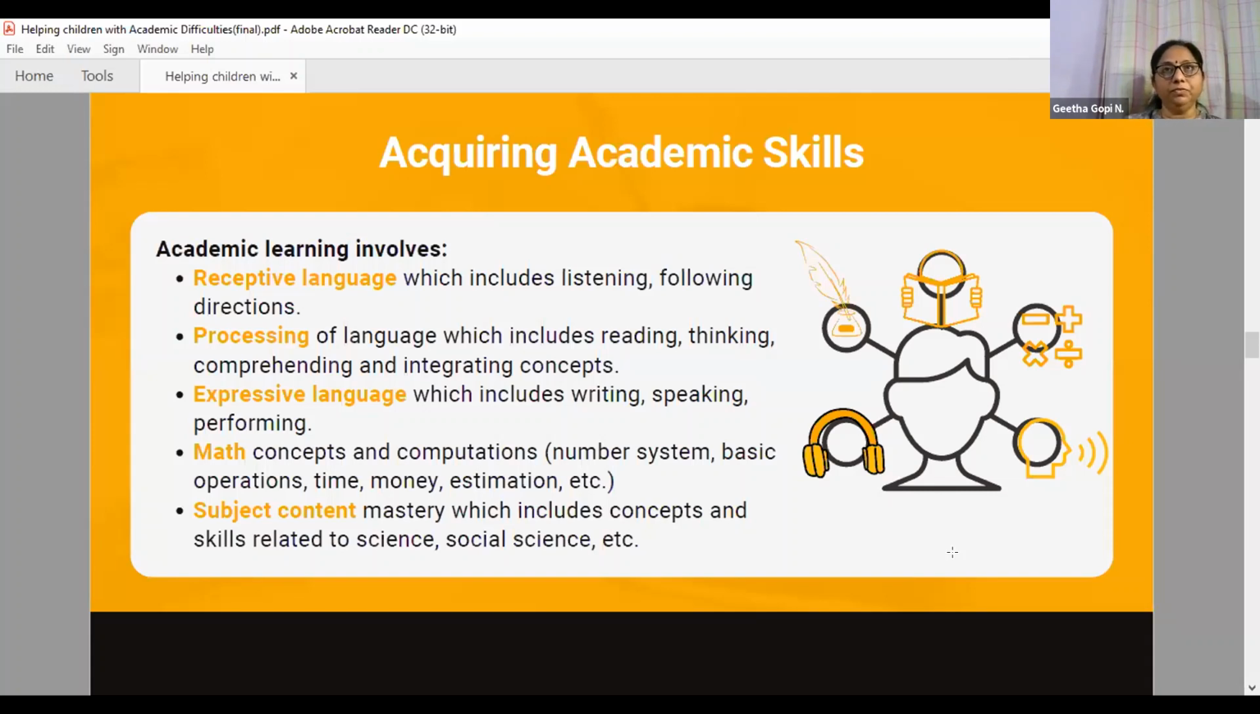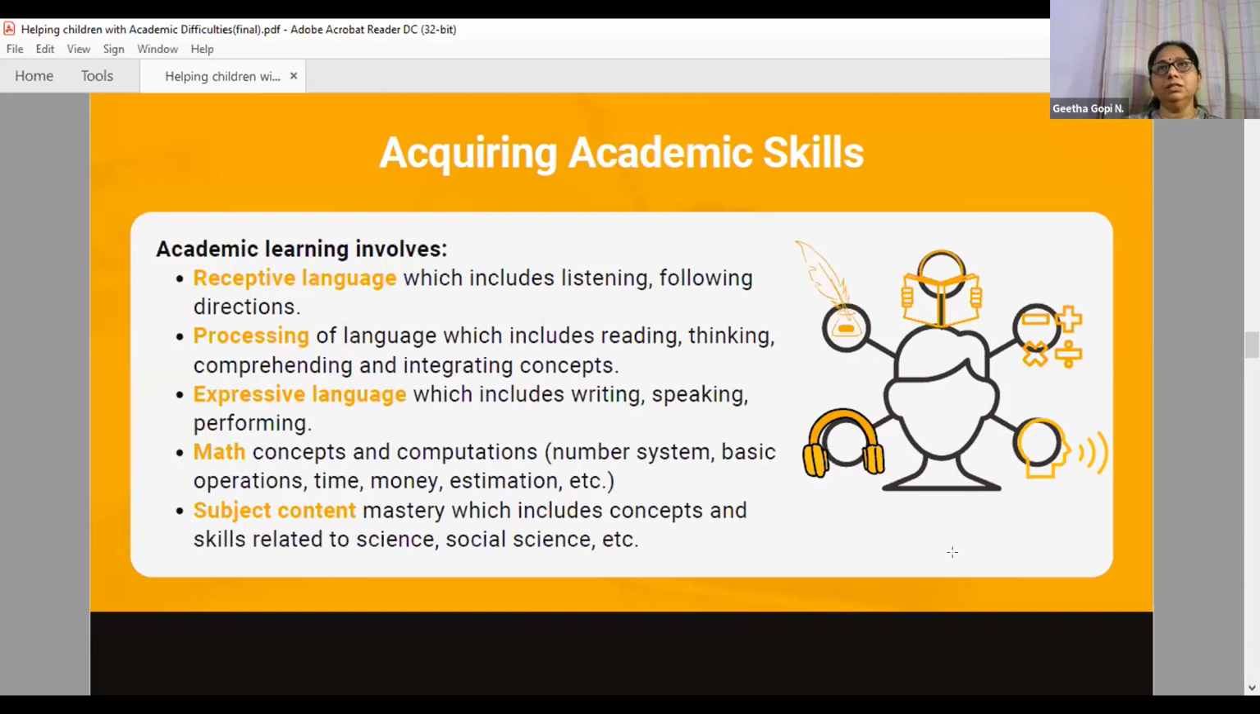Apart from these three, which are very language oriented, another key area is math skills, that is math concepts, and math computations or calculations, which are based on the number system, the basic operations of addition, subtraction, multiplication, division, and other mathematical concepts such as time, money, being able to estimate, etc. So that is another key area.